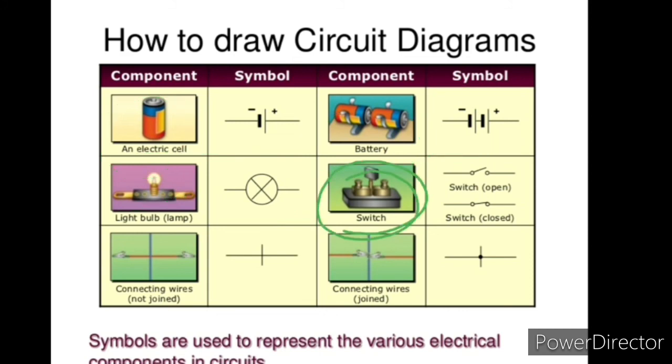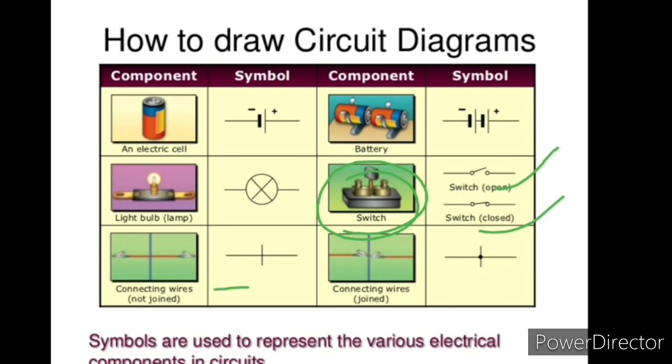switch, we are using two. A switch has two positions, on position and off position. When you draw this type of symbol, it is called a key. If the key is open, then the switch is in the off position. When the key is closed, then the switch is in the on position.